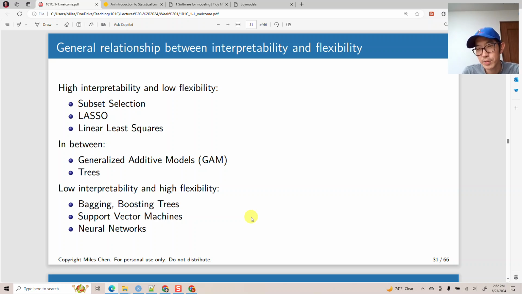So we have a few different model types that we can use. Things that have high interpretability but low flexibility would be things like linear regression. So linear least squares regression, subset selection, which is basically just reducing how many variables you're using to some subset of the variables. Lasso is a technique for selecting some of the variables that you're going to use. So these don't have a ton of flexibility, but they're easy to interpret.